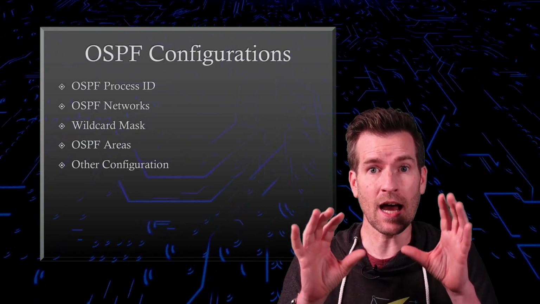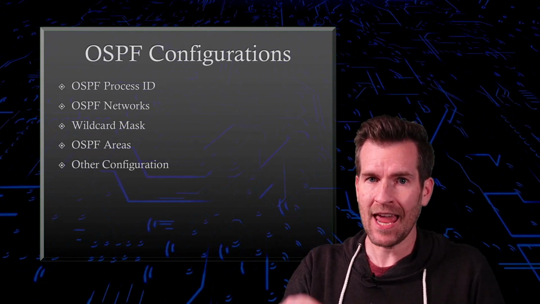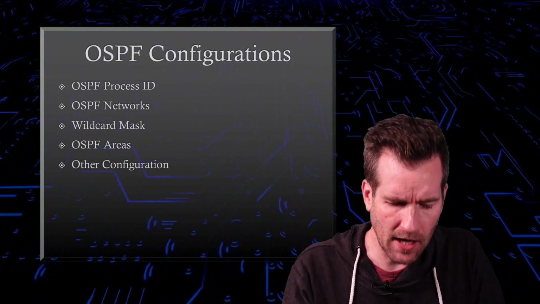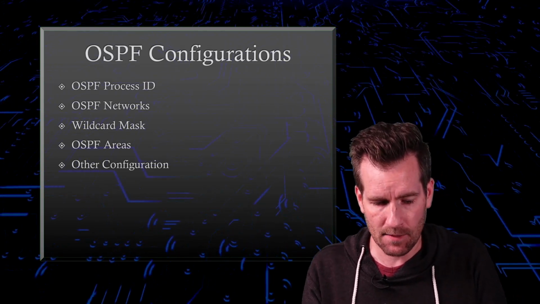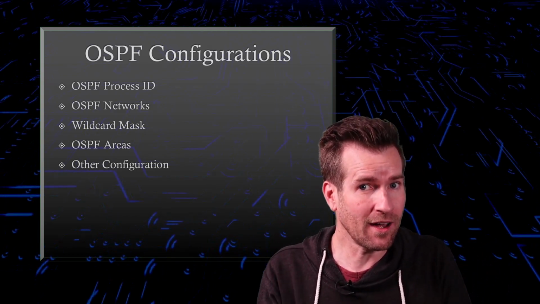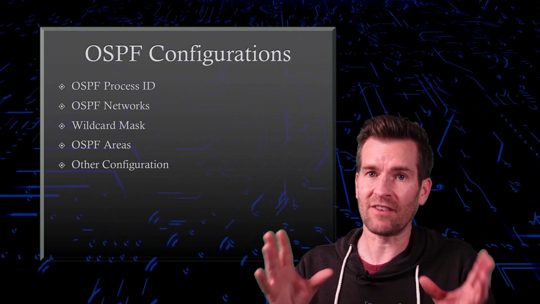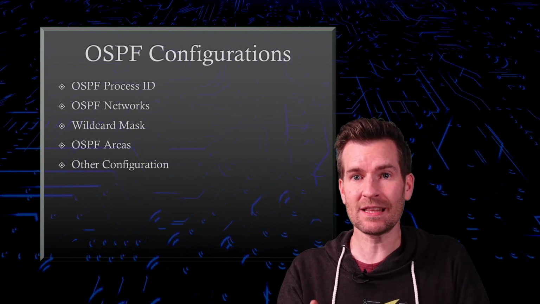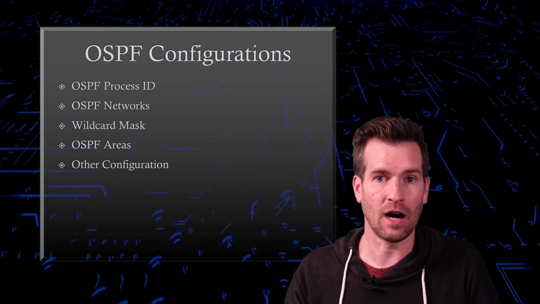In this video, we're going to talk about some of the configurations that you will have to do to set up OSPF. The first thing you're going to have to choose is a process ID, so we'll talk about the process ID and what that is. Then we'll talk about network statements and what a network statement is. We'll get into wildcard masks, because OSPF uses wildcard masks instead of network masks. We'll get into OSPF areas. And finally, we'll wrap it up by talking about some of the other configurations, some of which we'll discuss more in depth later on.